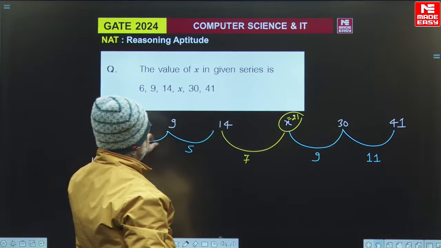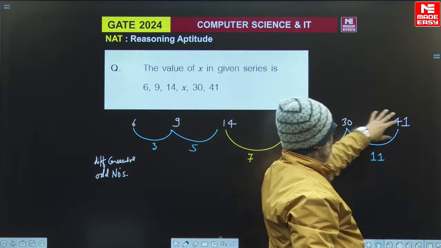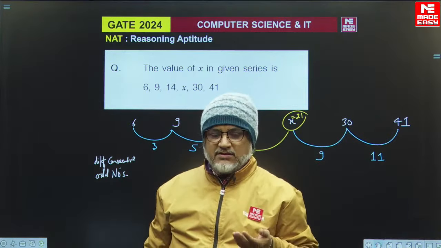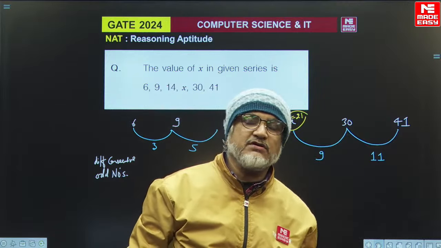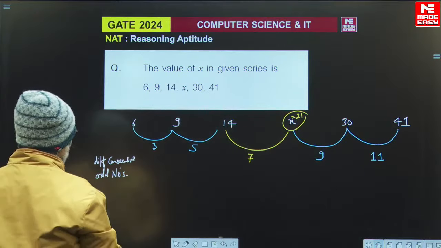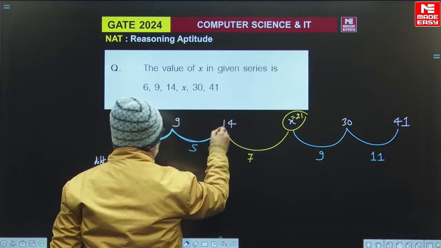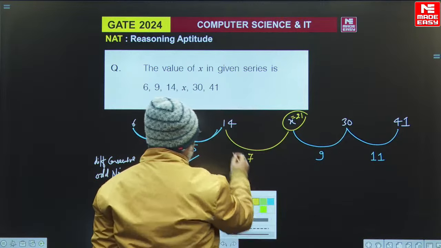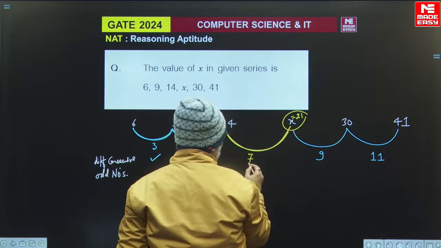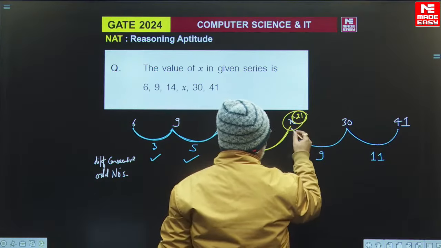So we have here 6, we have here 9, we have here 14. This is the missing number. We have here 30, we have here 41. What should be the first step? The first thing is to look for the difference. If we look for the difference here, it comes out to be 3, and then it comes out to be 5. Consecutive odd numbers. Let me try the next consecutive odd number, which is a difference of 7. So here it comes out to be 21. Let's see whether it follows or not.